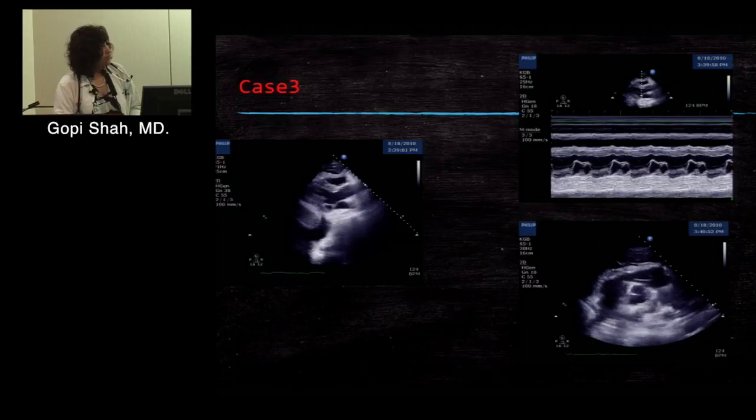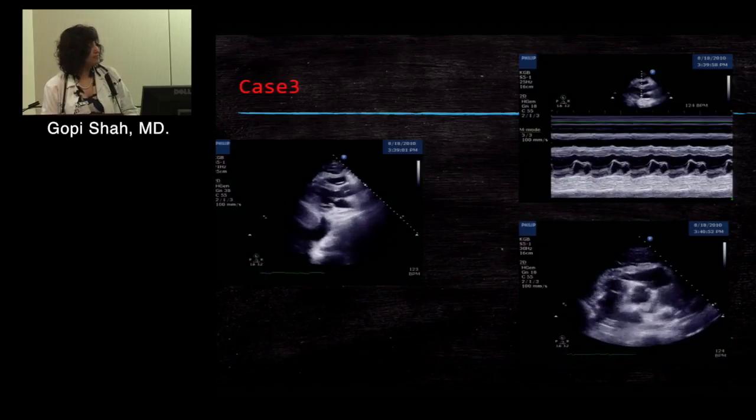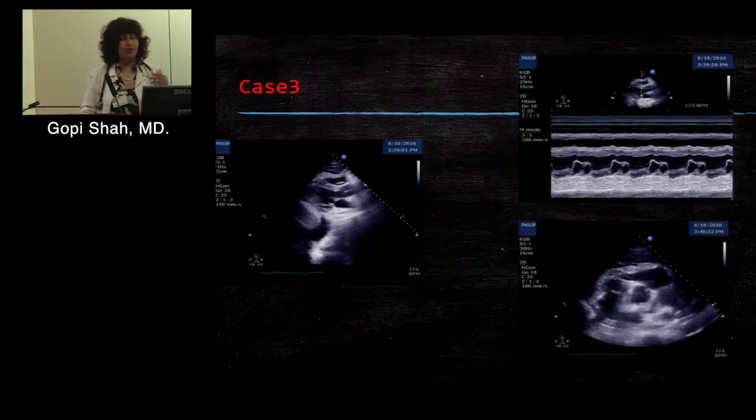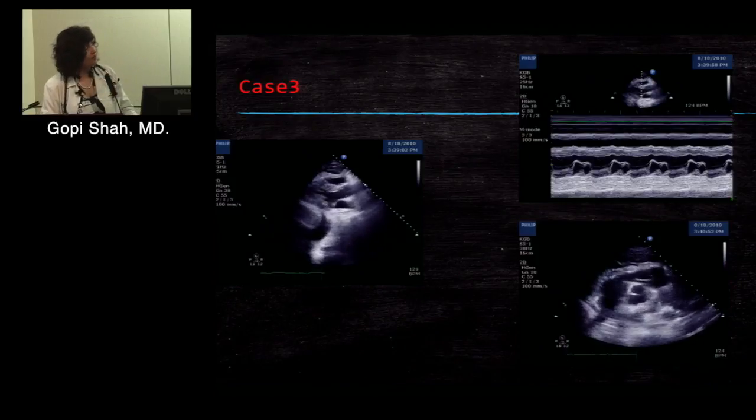So what do you see here in this view? I mean, there's something echolucent that I can't really see, to be honest. When you say echolucent, what are you indicating? Anterior, yeah. There. Yes, that's compressing the RV. But I wouldn't describe it as echolucent, would you? Well, it's not, right? No, it just shouldn't be there.